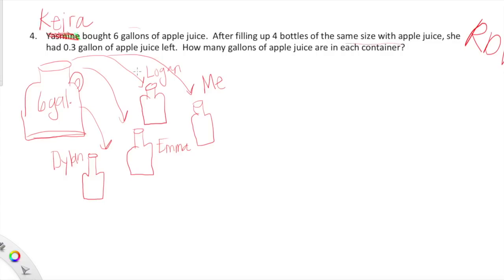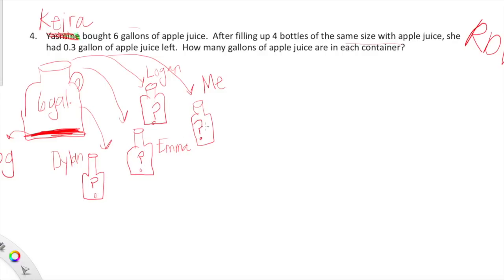After she pours the apple juice into the bottles, she has some left in her 6-gallon bottle. I can't imagine how heavy that would be. She has 0.3 gallons left. Okay? We want to know how much apple juice are we getting? How much apple juice am I getting? How much apple juice is Logan getting? How much apple juice is Emma getting?